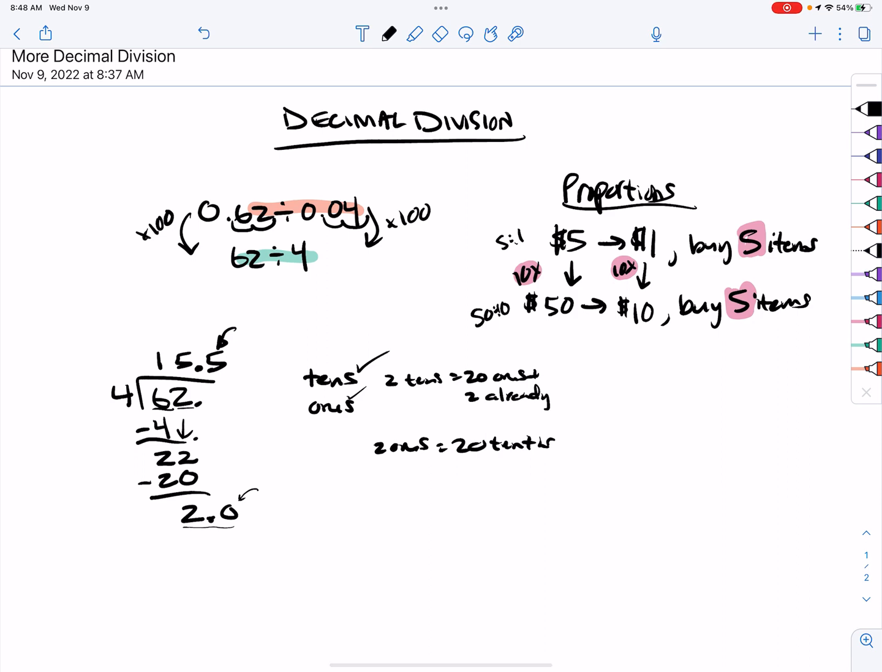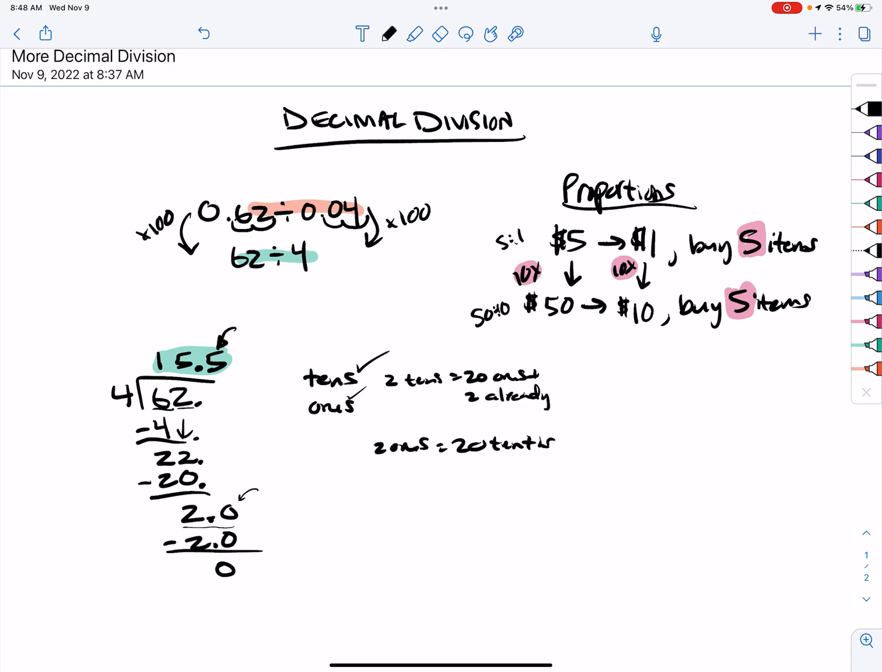So if we were to line up where our decimal point was all the way down here, you would see that it is lined up. And we know 4 times 5 is 20. And when I subtract, I get 0. So my answer is 15 and 5 tenths.